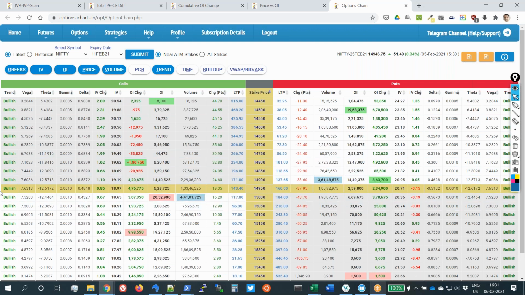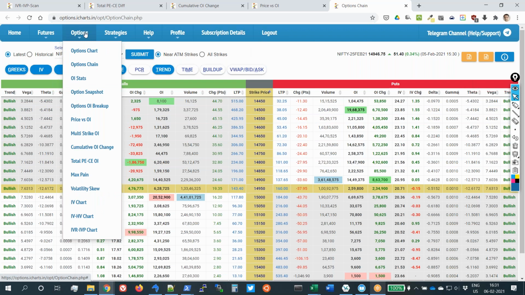This is another tool you can have, 2 or 3. Just keep cross-checking. Keep all those 3 open: cumulative OI change, total CE-PE diff, and option change. Just scan everything from morning, and it will increase the level of confidence. That's what I think. Next.